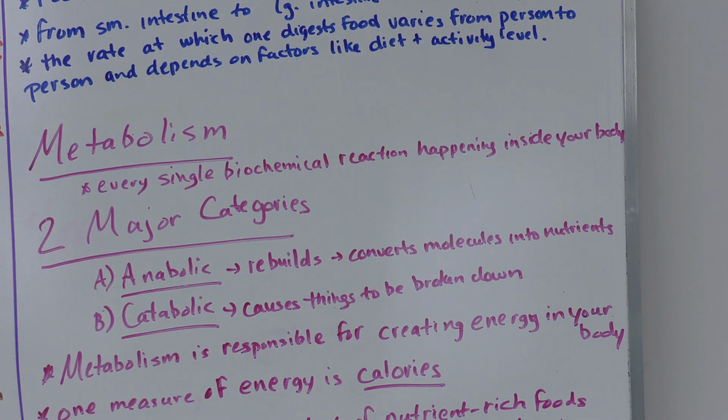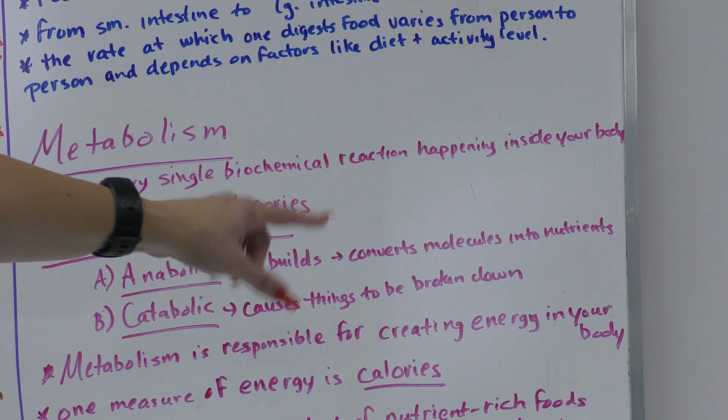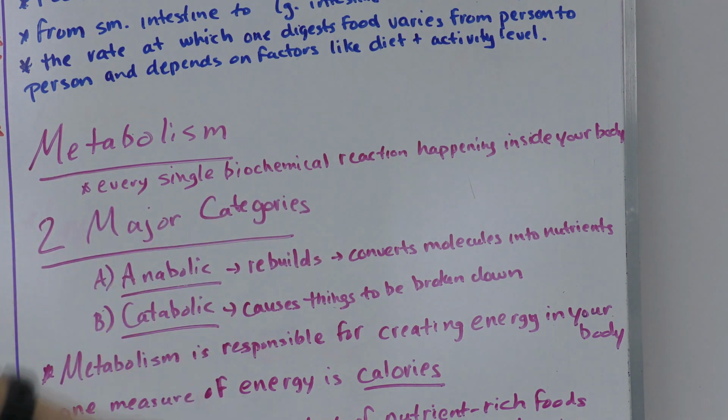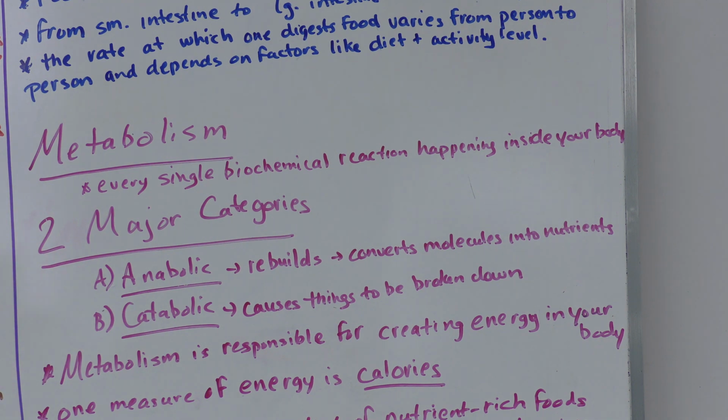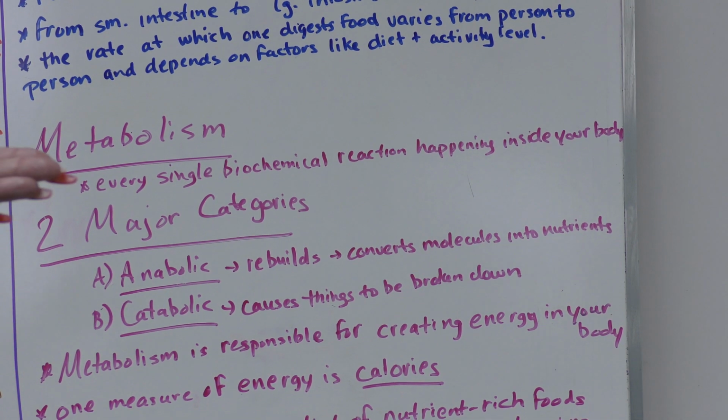So anabolism and catabolism make up metabolism. It's kind of confusing, but that's what those make up. It's responsible for creating energy in your body. That's what you're getting from your food. One measure of energy is calories. You go to the store and you look on the back of that and it says this is 100 calories.